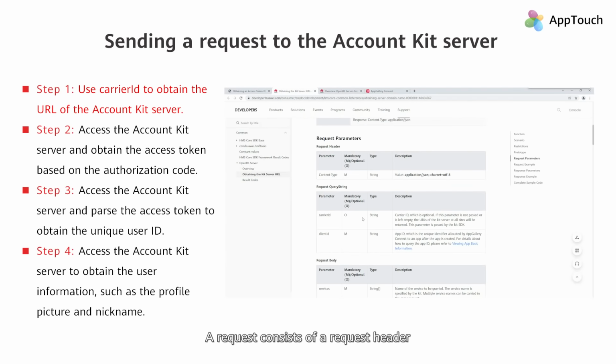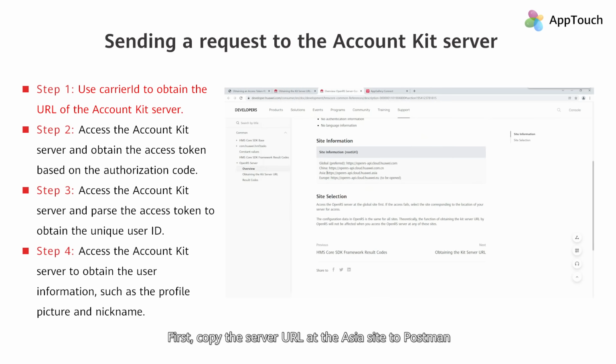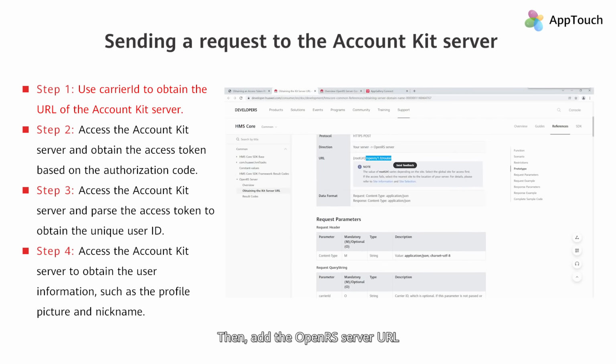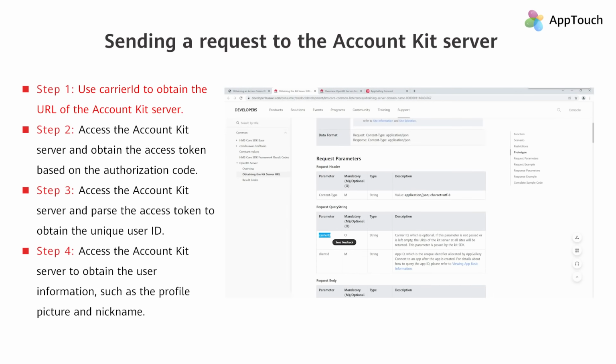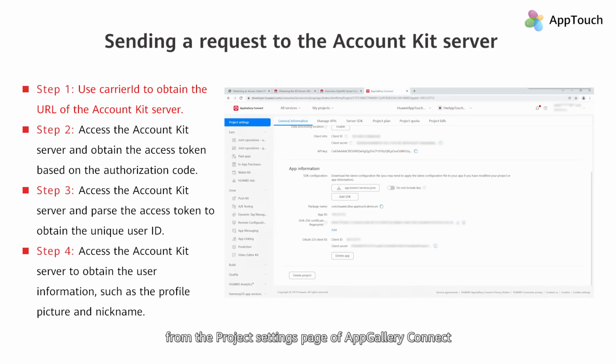A request consists of a request header, request query strings, and a request body. Now, let's use Postman to simulate a request. First, copy the server URL at the Asia site to Postman. Then, add the OpenRS server URL, carrier ID whose value is 502, and client ID to the end of the URL. You can obtain the client ID from the project settings page of AppGallery Connect.